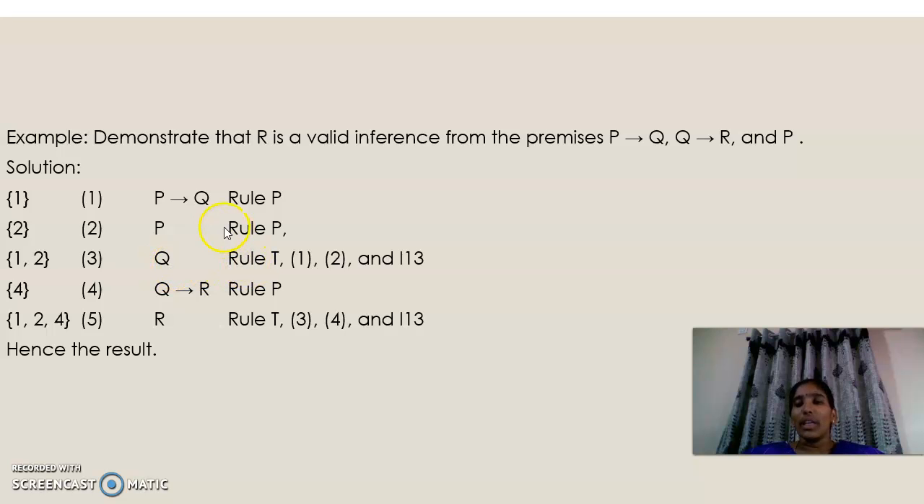So this is rule T. Here I am using the implication formulas. By using I13 we can get Q. This is rule T. Okay. And the next premise we have is Q conditional R. Q conditional R is also a given premise. That is why it is rule P. And again, Q comma Q conditional R, by using rule I13, gives R. So here the conclusion is R. You are getting R or not? So R is a valid conclusion. R logically follows from the premises P conditional Q, Q conditional R, P. Okay.